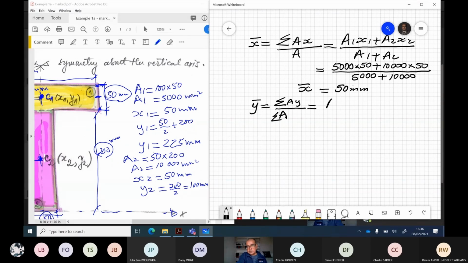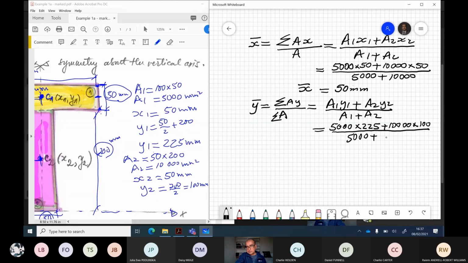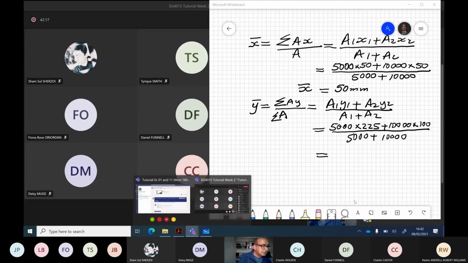Y bar will be equal to summation of ay divided by summation of a. Summation of ay means a1 y1 plus a2 y2 divided by a1 plus a2. A1 is 5,000 and y1 is 225, plus a2 is 10,000 and y2 is 100, divided by 5,000 plus 10,000. What answer are you getting? In my calculator, I am getting 141.67.